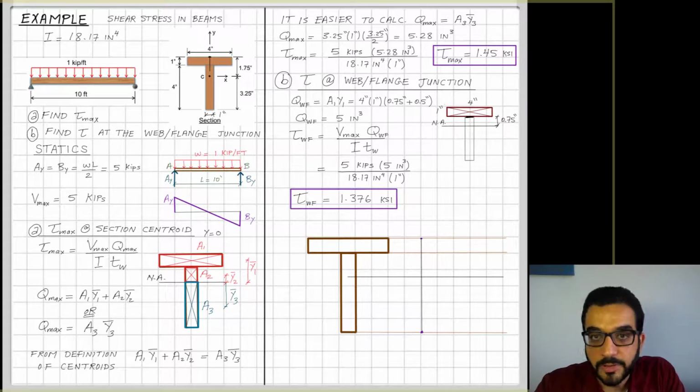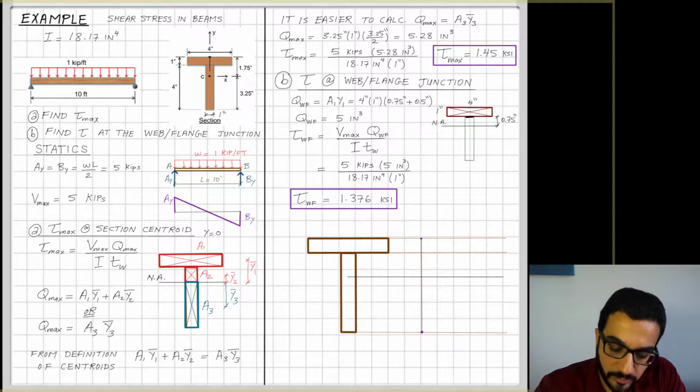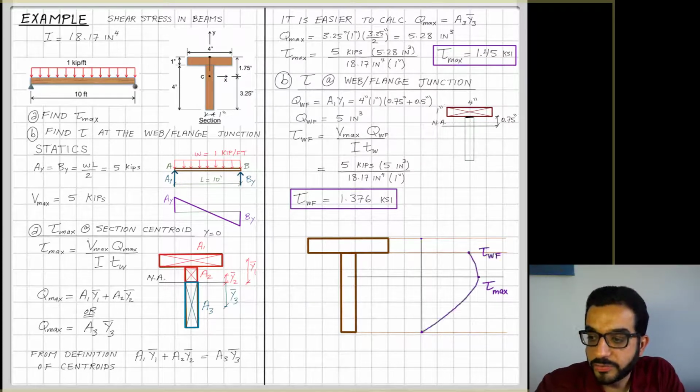I know from the basic tau formula that the top and the bottom points of the beam have 0 tau because they have 0 Q. And also from calculation, I know that tau max is at the neutral axis and tau web-flange junction is equal to 1.376. And you can see that it's less than tau max, and tau is not a linear function, unlike the flexural stresses, the normal stresses for bending. The formula for tau, VQ over It, will result in a parabolic distribution of stresses, so I'm connecting here with a parabolic line.